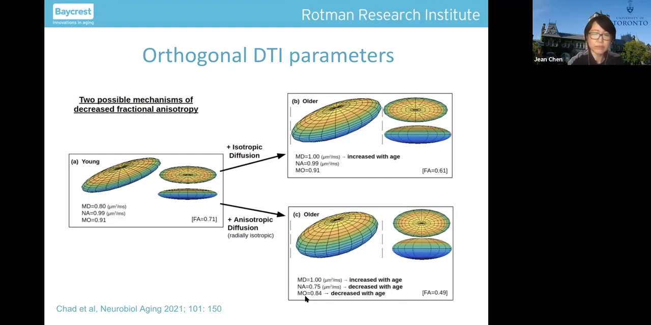And also the mode of the diffusion is also decreased. In this case, you can see this tensor has become inflated. In this case, we can sort of liken this to when we see dispersion of fiber distributions. So now mode is lower when this tensor is fatter and less streamlined.